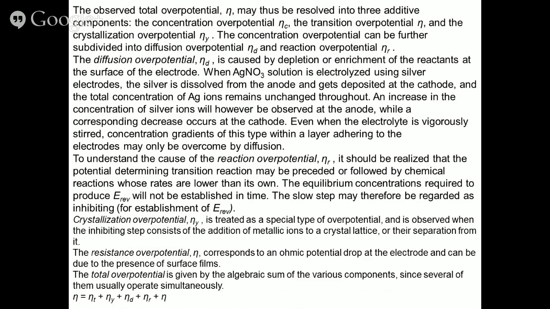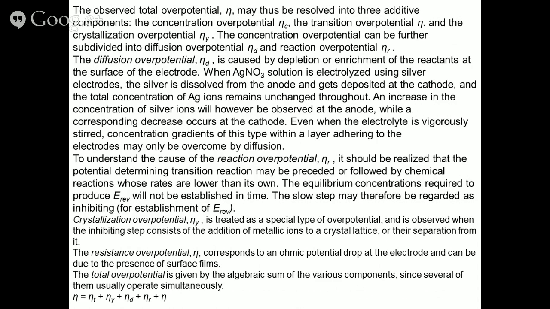Crystallization overpotential is treated as a special type of overpotential and is observed when inhibiting steps consist of addition of metallic ions to the crystal lattice or the separation from the lattice. The resistance overpotential, which we have not considered before, corresponds to the ohmic potential drop at the electrode and can be due to the presence of surface films. Whenever you have your electrode dipped into an electrolyte, there is a surface film.